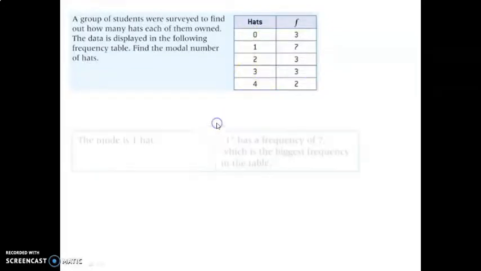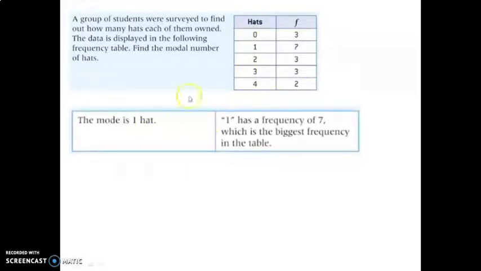Well, in this case, our mode is 1 hat, because 1 hat is the most frequently occurring piece of our data set. Again, if you wrote all those data points out, you would have written 1 hat seven times, so that's the most frequently occurring one.